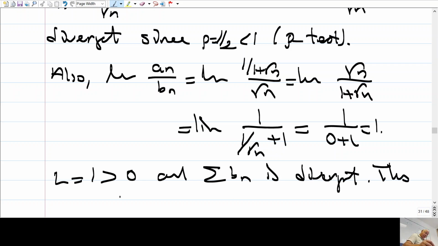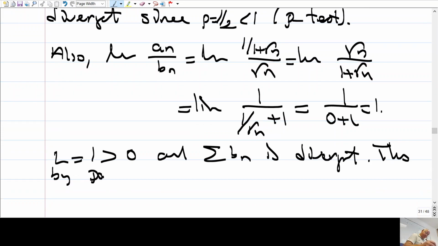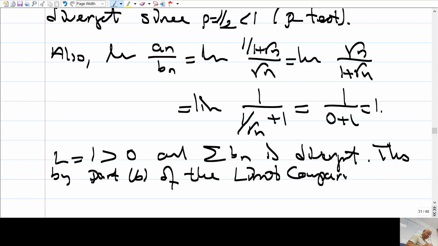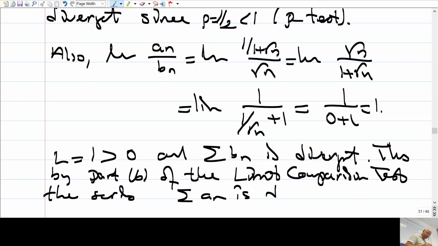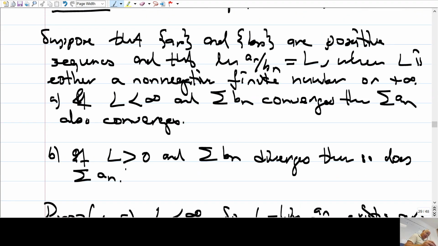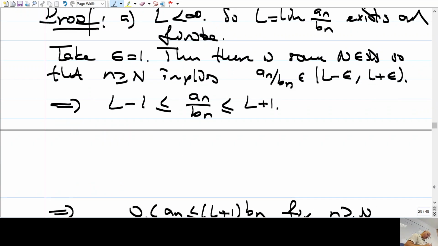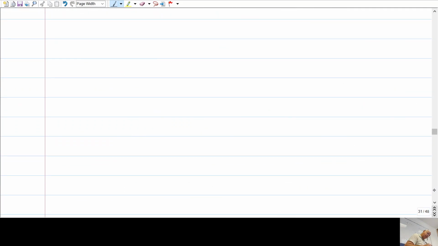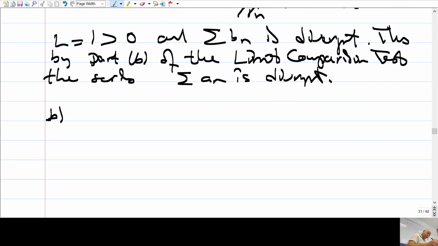Thus, by part B of the limit comparison test, the series a_n is divergent. Recall that part B says: if L is positive and if b_n is divergent, then so is a_n. All right, part B.